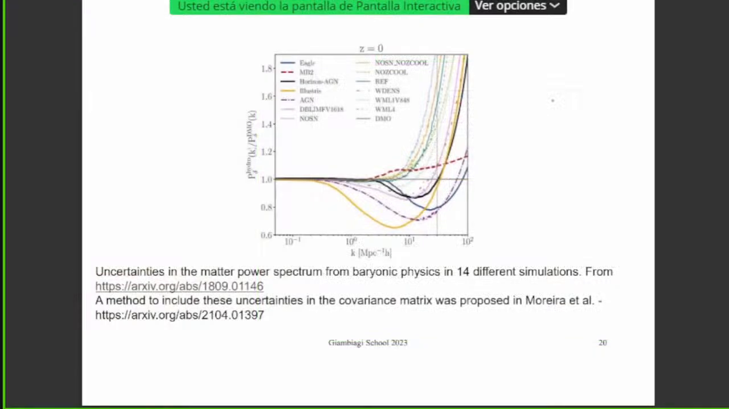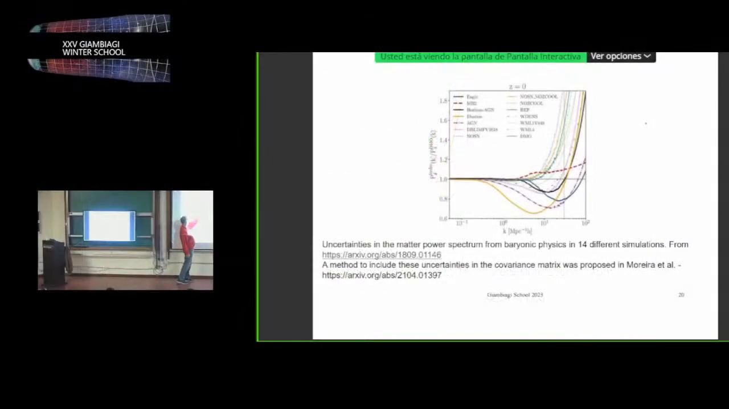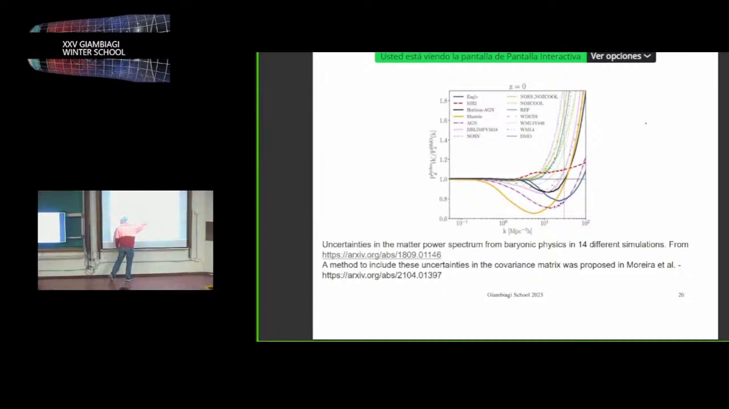This plot doesn't show very well, but what it shows is the ratio of the power spectrum from a hydrodynamic simulation to a dark matter only simulation, as a function of k. If this is close to one, the hydro simulation and the dark matter only simulation are very similar. But when you go to large k, small scales, they start to differ. This includes the suppression due to baryon physics, and then it increases due to nonlinear behavior. What you see in this plot are 14 different simulations, and they're not the same. They differ, right? There are uncertainties here of the order of even 20%.